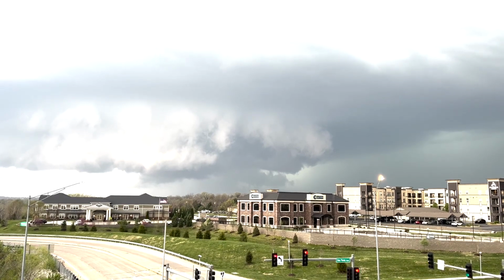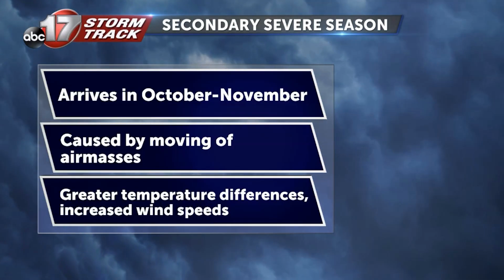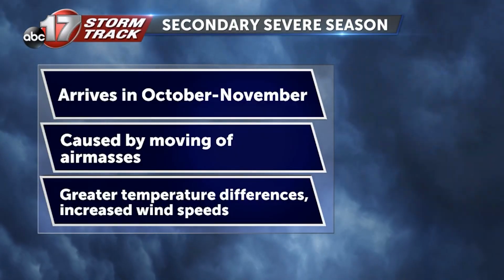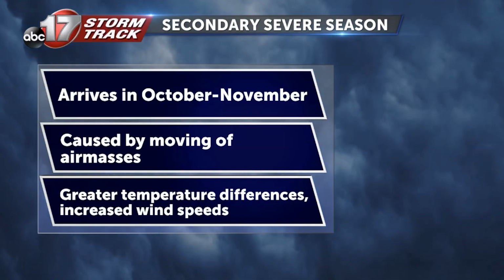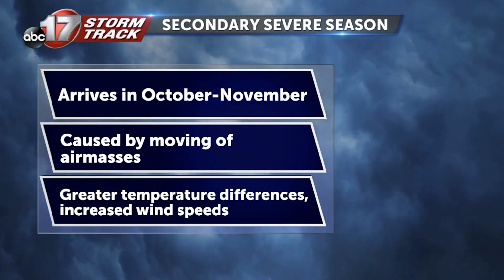Although most severe weather happens during the spring season, there's a secondary season of severe weather that tends to get overlooked. This secondary season usually peaks in October and November, where air masses begin to shift and cooler air makes its way into the Midwest from the north. As these air masses shift, greater temperature differences in an area become apparent and stronger upper level winds move overhead.